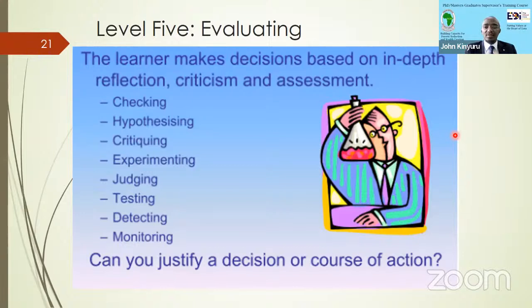Evaluating. This is the fifth level of learning, or higher thinking. And the learner makes decisions based on in-depth reflection, criticism, and assessment. Okay? They are making decisions based on in-depth reflection.